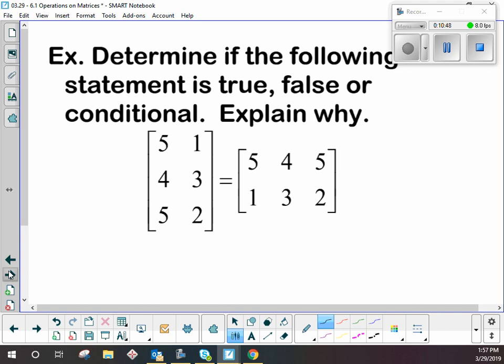Eli, what'd you put, please? False. And your reason? The same size. Thank you. The rows and columns aren't. What'd you notice about the entries? They're the same values. They're not corresponding entries, though, because the sizes are different. So it's false because sizes are different.